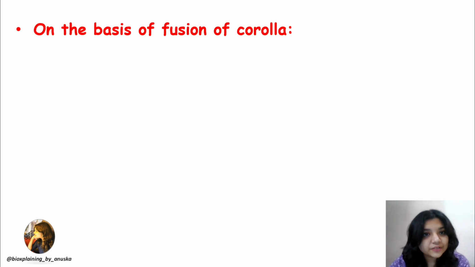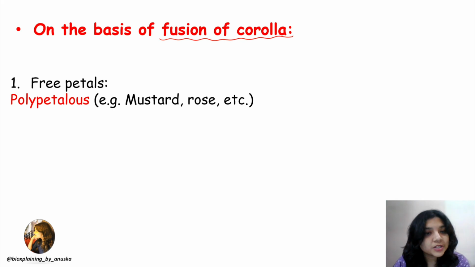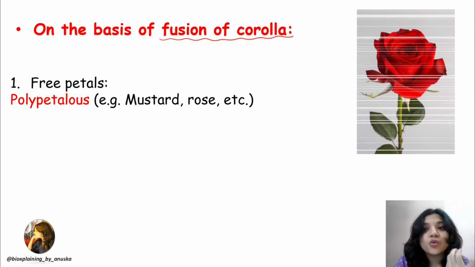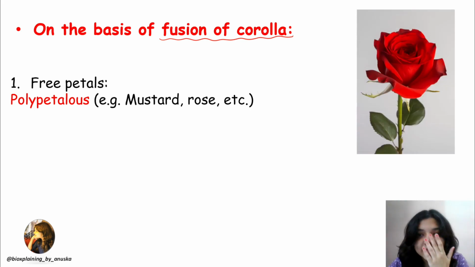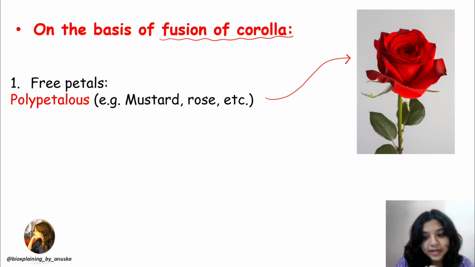So we are classifying flowers on the basis of the fusion of the corolla. What are the different types? When the petals are free from each other, we call it polypetalous. Just as we discussed, when we find the word poly, it means there are many units which are free from each other. They're not joined with each other. So for example, you can have mustard, rose, etc. As you can very easily see, we can pluck out individual petals of the rose, right? So this belongs to the polypetalous category.